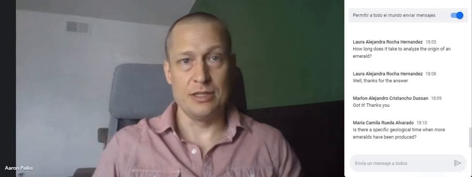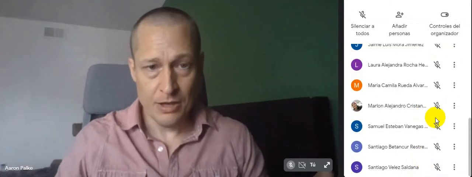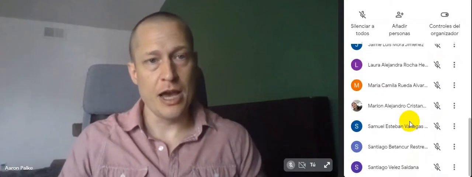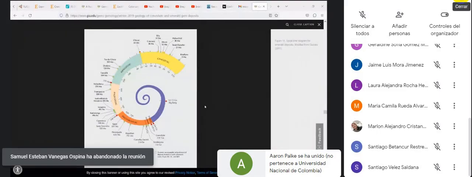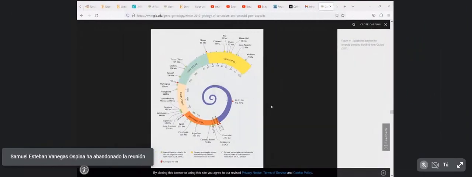Okay, let's see, stop sharing. All right, so there's this diagram that was published in that special issue I mentioned, the winter 2019 issue of Gems and Gemology. This is a paper written by Gaston Giuliani and Lee Groat, who are two of the world's experts on the geology of emerald deposits. And they have made this wheel of time for all the emerald deposits in the world. And that's a great question, because there's not really any one distinct period of time when emeralds were formed.